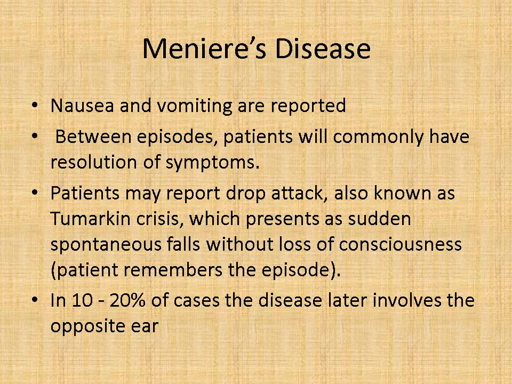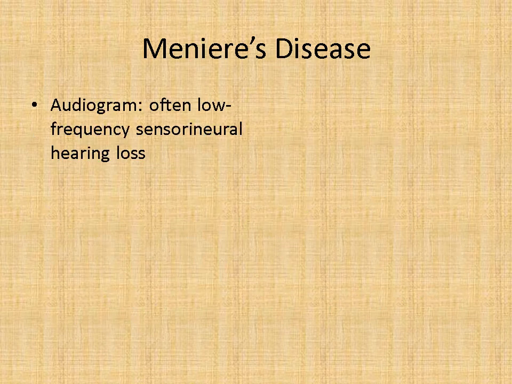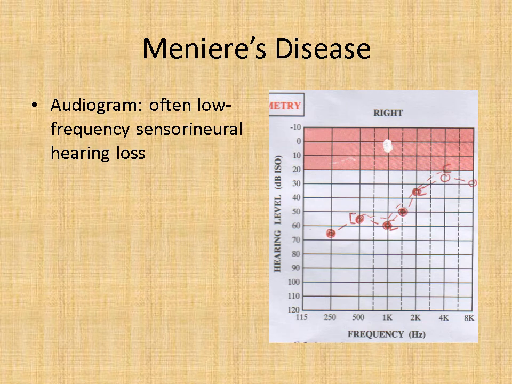And as I mentioned, it's a unilateral disease, and in 10 to 20% of cases it becomes bilateral, but always one ear precedes the other. As we mentioned, the patient will have fluctuating hearing loss. The fluctuations are more evident during the attacks, and if we ask for a pure tone audiogram, this is how it will probably look in most cases of typical Meniere: low frequency sensorineural hearing loss.